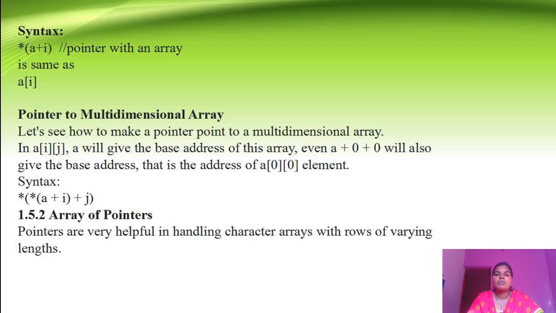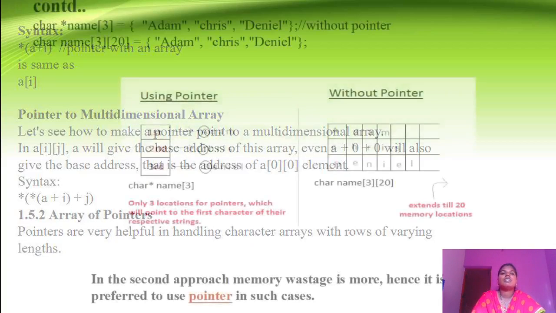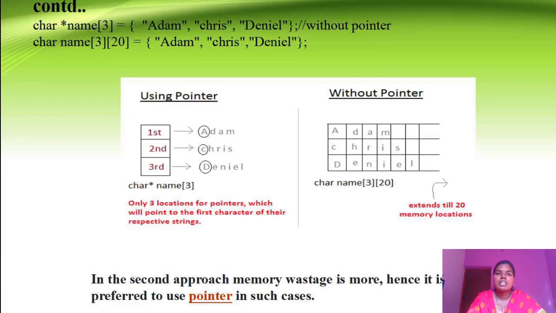Next is array of pointers. Pointers are very helpful in handling character arrays with rows of varying lengths. So here I am considering two arrays of different types. First I have initialized the single dimensional array, that is char *name[3]. Three names I have declared: Adam, Cheris and Daniel. And the same names are stored using a two-dimensional array, that is of size 3 by 20: Adam, Cheris and Daniel.